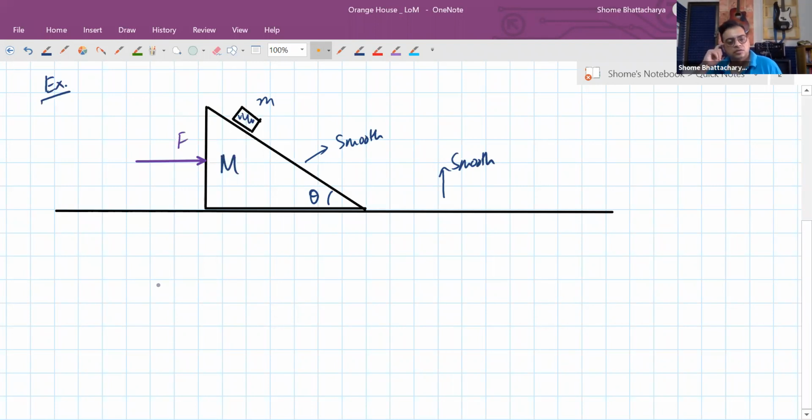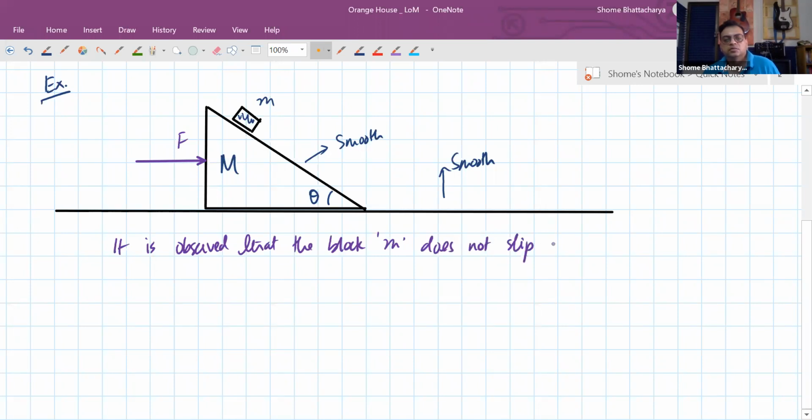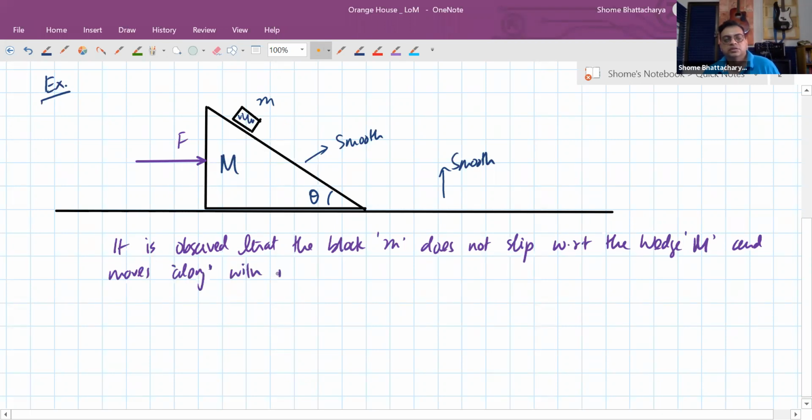Okay. So what happens here is it is observed that the block small m does not slip with respect to the wedge capital M, and moves along with it. Okay.